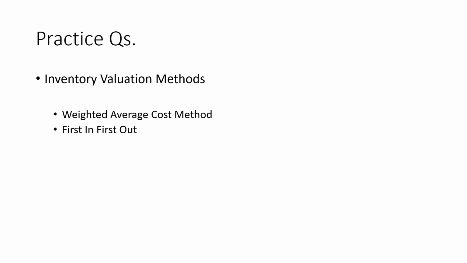There are different methods for the evaluation of inventory. The popular three methods are weighted average cost method, second is first in, first out method, third is last in, first out, that is also called LIFO. So weighted average cost method, FIFO and LIFO. These are important methods for the valuation of inventory. In today's practice question, we will solve one question that is relevant to the average cost method and the first in first out method.